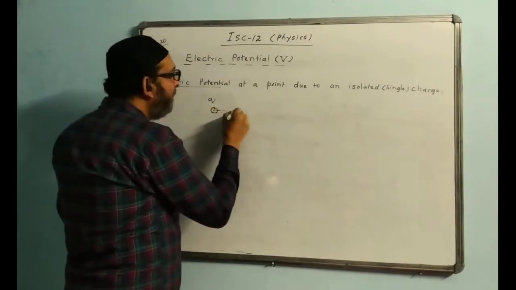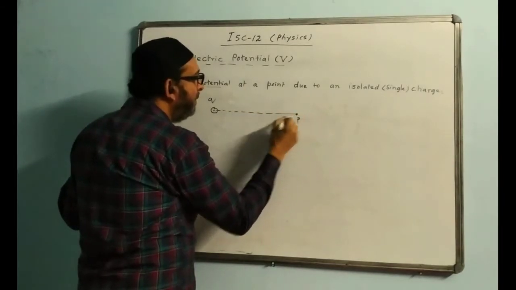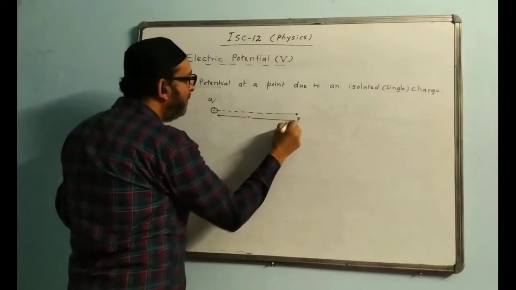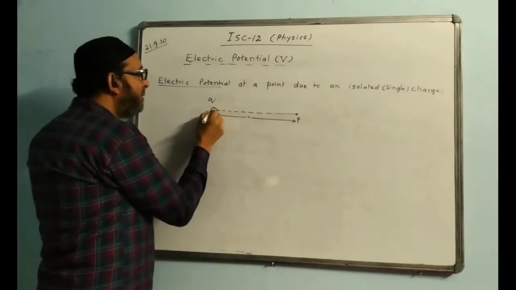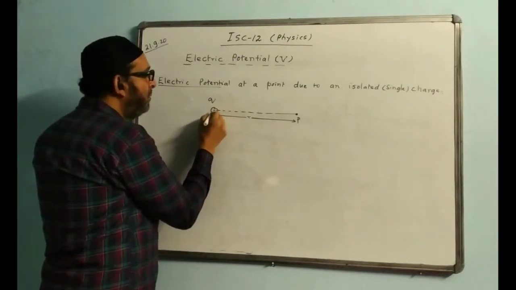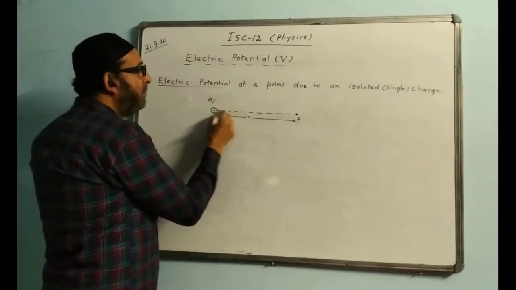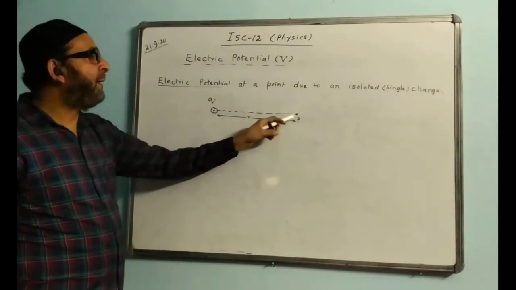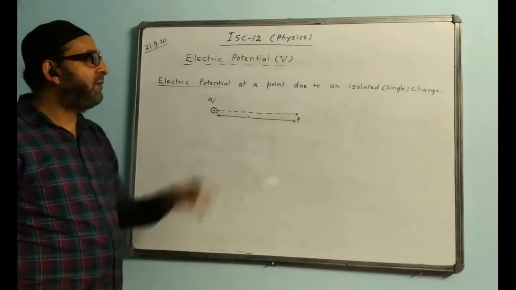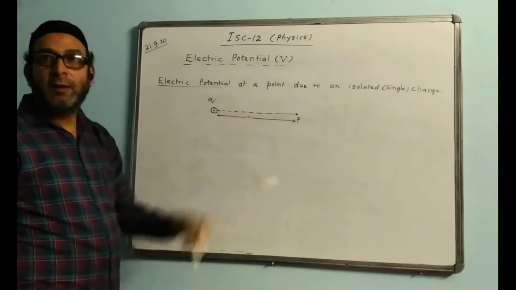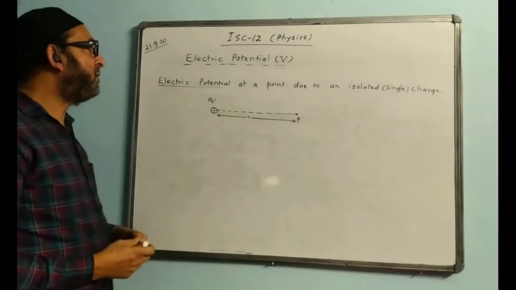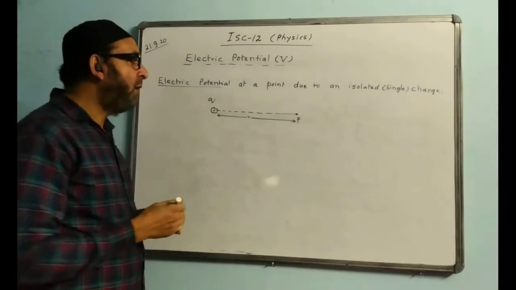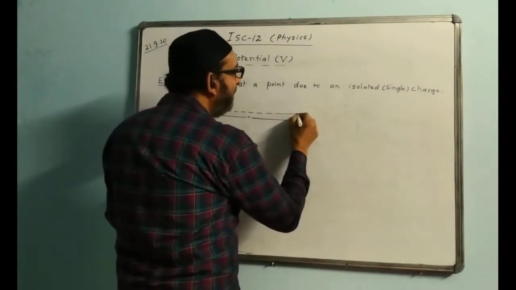Now we have a point P. The distance of the point P from the charge is r. Okay, this distance is r. We are finding the electric potential at this point due to this charge. What type of charge do we keep here? From the definition, it is the amount of work done to move a charge from infinity to a given point. For that, we take the same line out here like this.